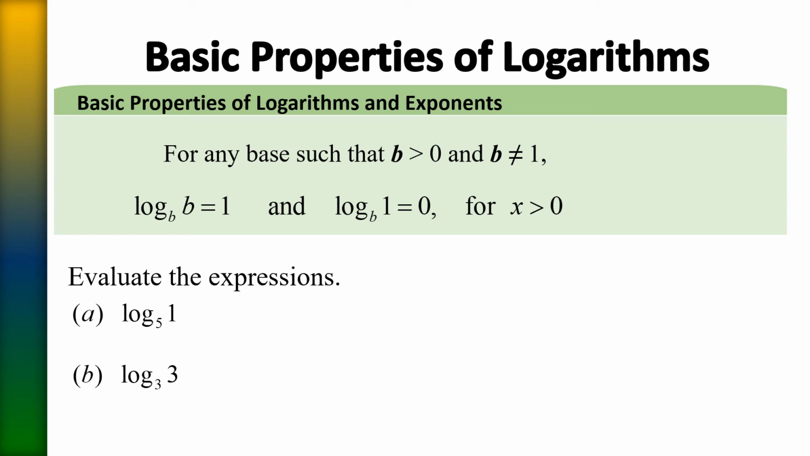Okay, so let's follow this example here. Log base 5 of 1. Again, whenever our answer equals 1, there is only one number the base can be raised to, and that number is 0. So this is going to equal 0.